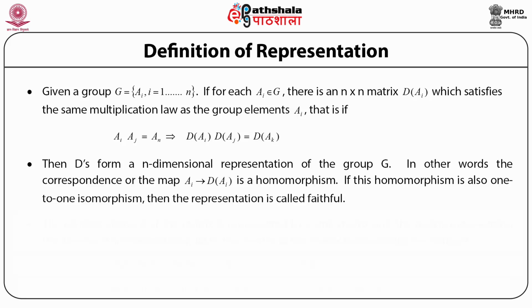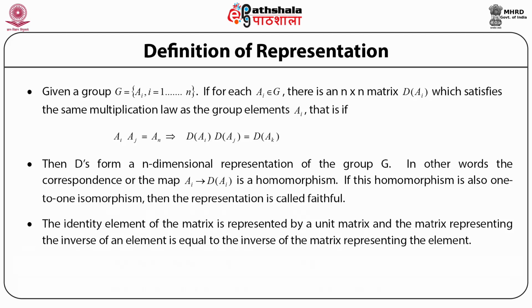In other words, the correspondence or the mapping going from the element A_i to the matrix D(A_i) is a homomorphism. If this homomorphism is also a one-to-one isomorphism, then the representation is said to be faithful. The identity element is represented by a unit matrix, and the matrix which represents the inverse of an element is equal to the inverse of the matrix representing the element.